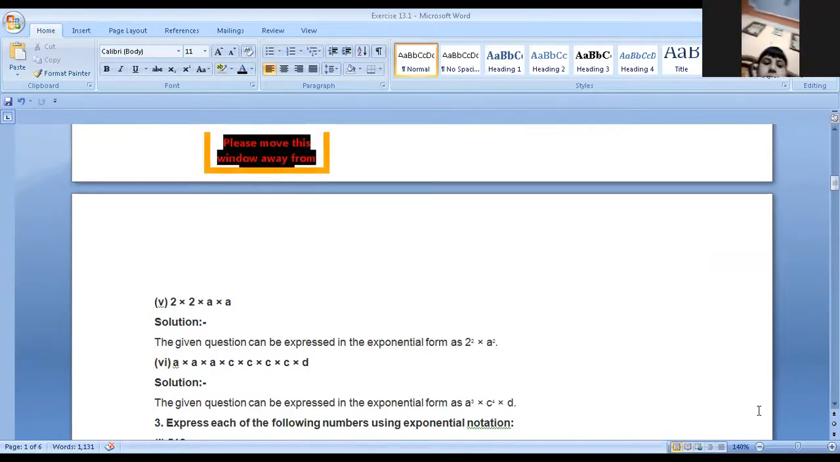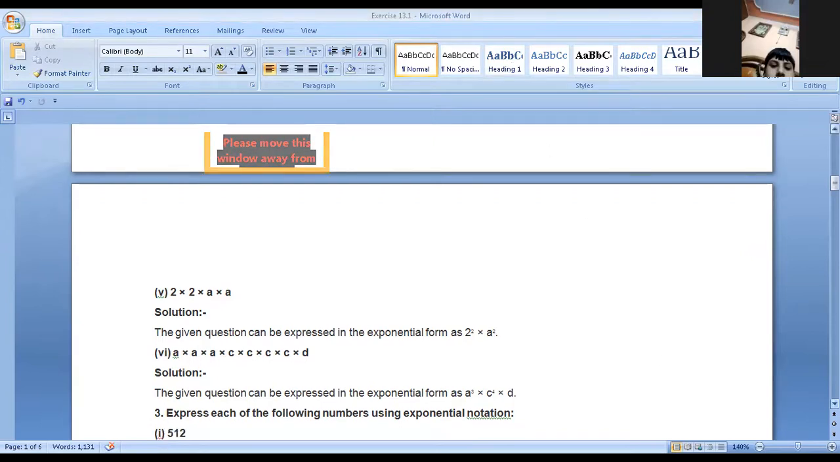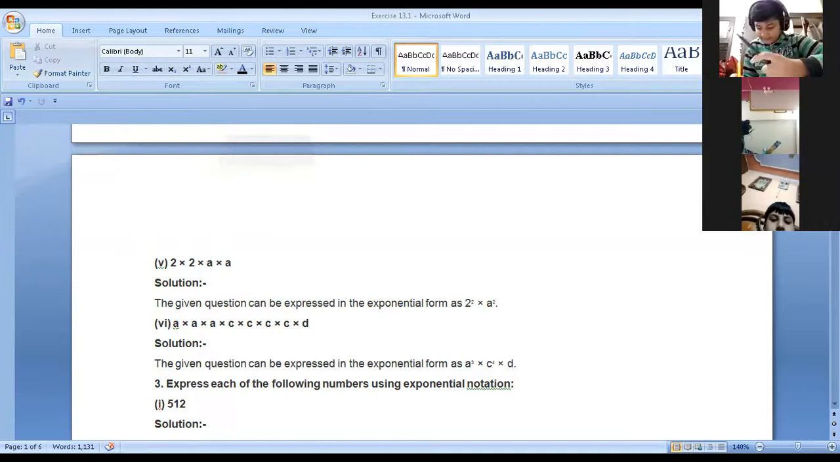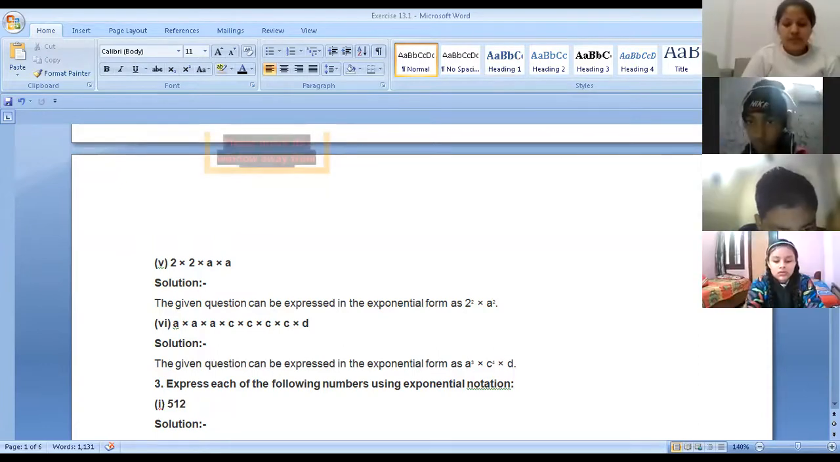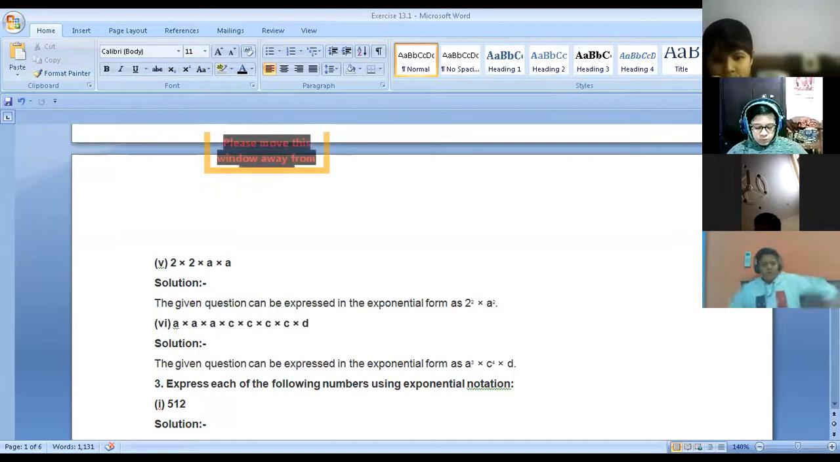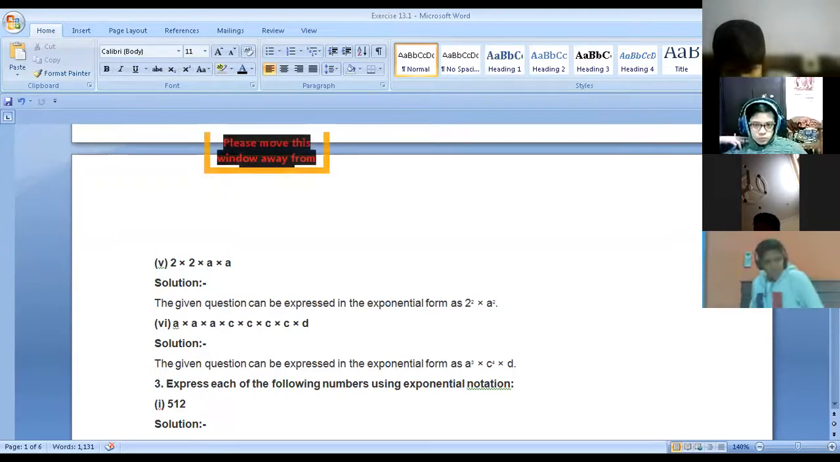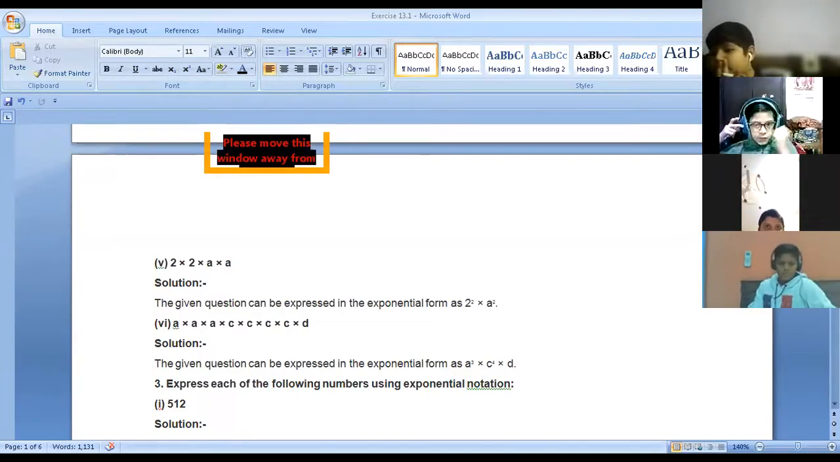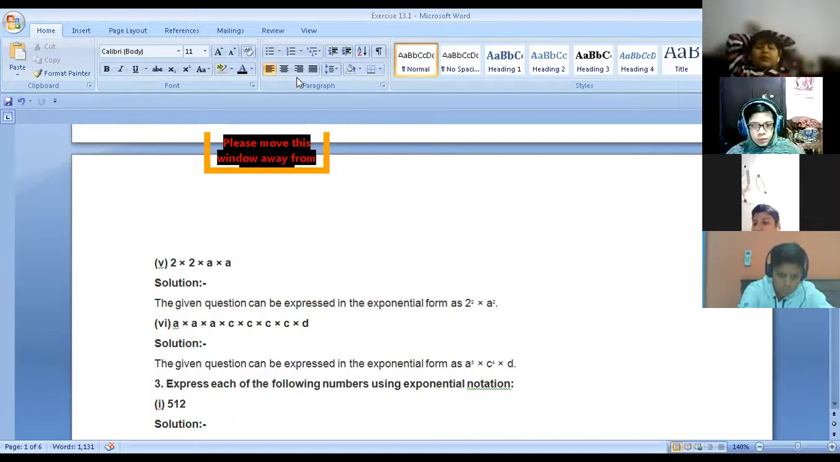Express each of the following numbers using exponential notation. That means you have to tell in the exponential form how it will be solved. So for that you have to find out the prime factors. Using prime factorization you will be solving it. 512. You know how to do prime factorization? LCM method. You know how to do it? Just start solving it using the prime factorization method. Solve it here only, 512. Start solving, children.